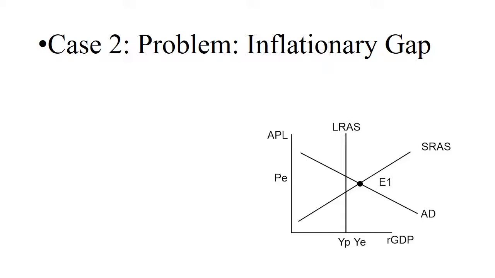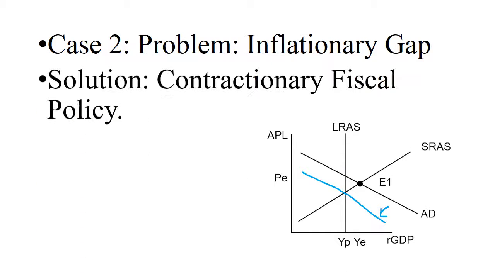So we can see that we have an inflationary gap. So fiscal policy will shift AD. Which way do we want AD to move? We want it to move left. So would that be expansionary or contractionary? Our solution is going to be contractionary fiscal policy.